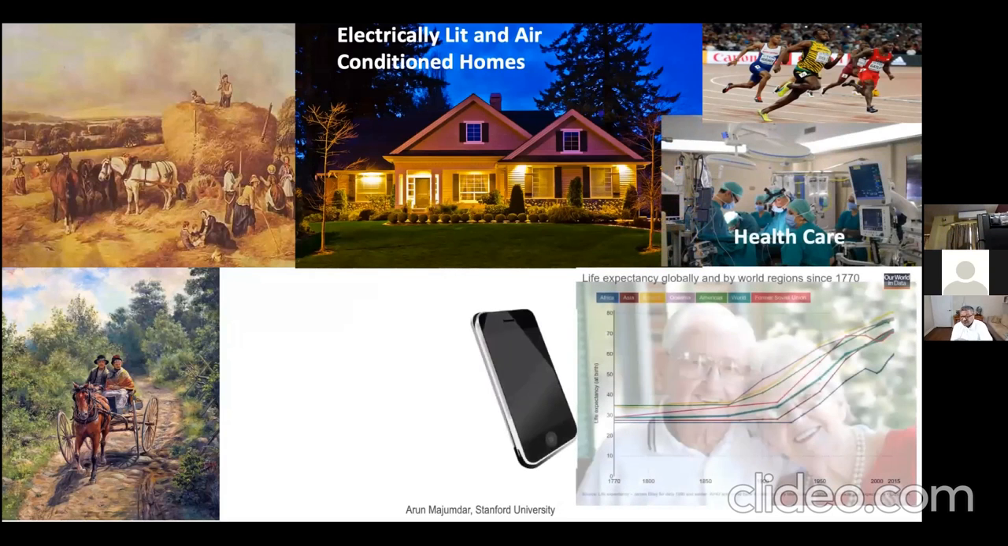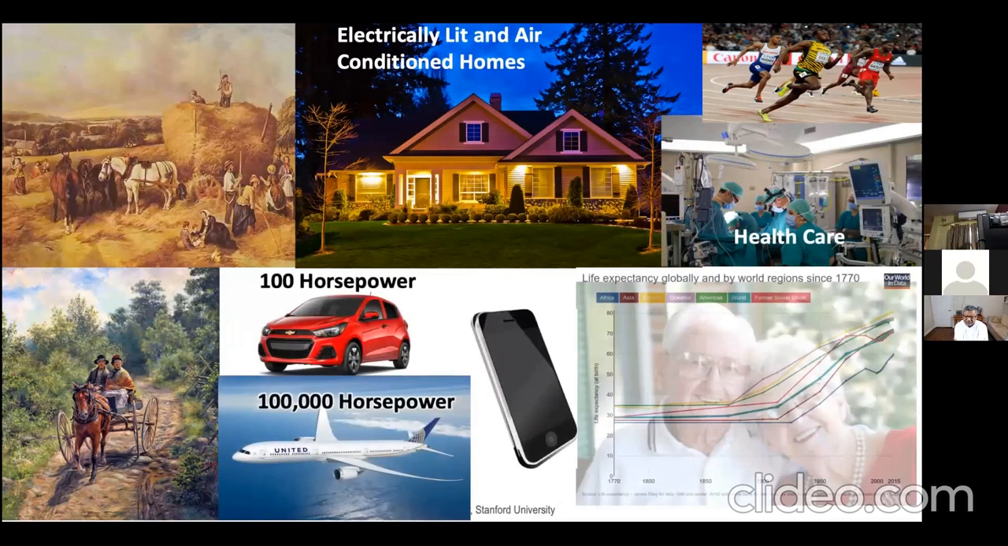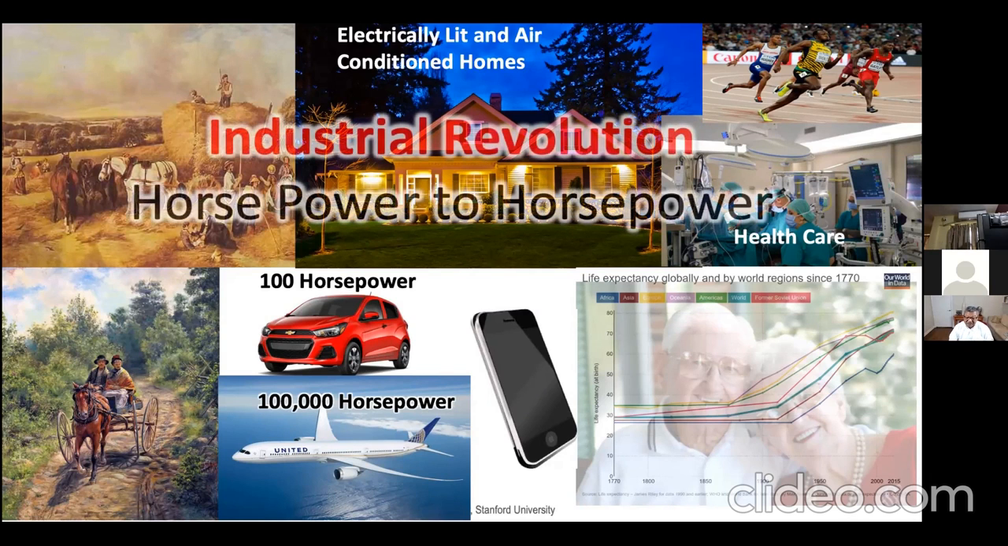The life expectancy has gone up to about 70 to 80. We have the world's information at our fingertips, and we can go locally in an automobile which has 100 horses in it, or fly across the continents in planes that have 100,000 horsepower in engines that we call jet engines. This transition is the Industrial Revolution, which is what I call horsepower to horsepower, because it was unthinkable about 150, 200 years ago to put 100 horses in a vehicle and take you to a grocery store. That was unthinkable at that time. Now we can do that right now.